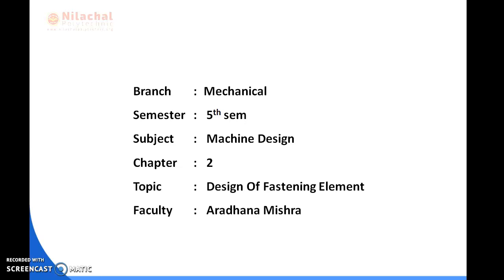The basic material is mild steel, and in a UTM machine, that is a universal testing machine, we test how the mild steel is deformed according to the tensile stress. So now chapter 2 is design of fastening element.